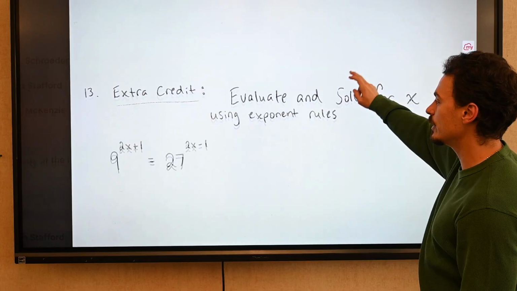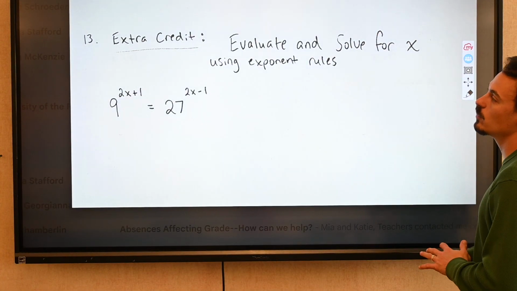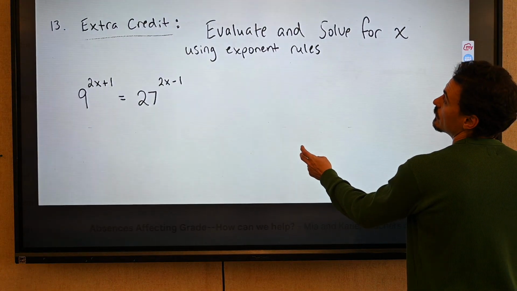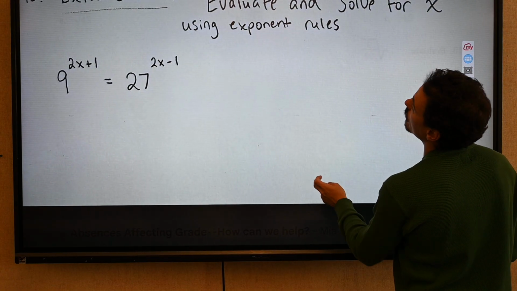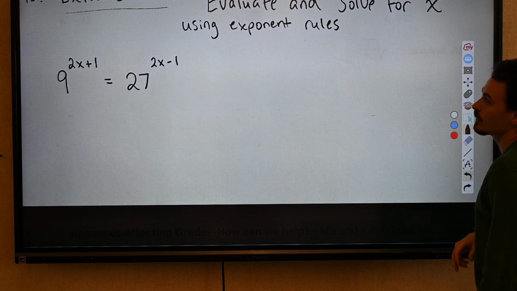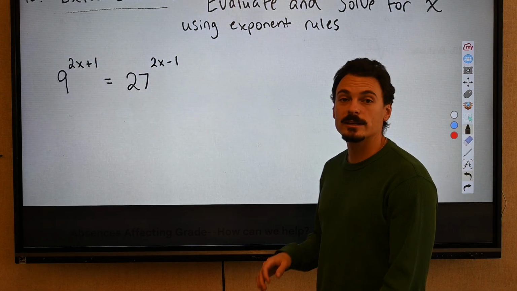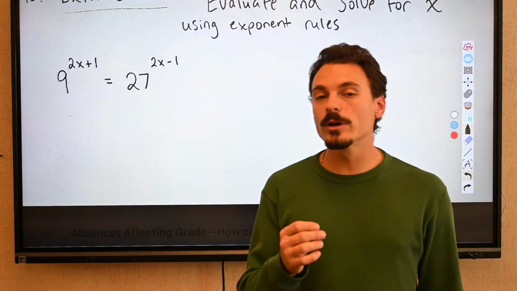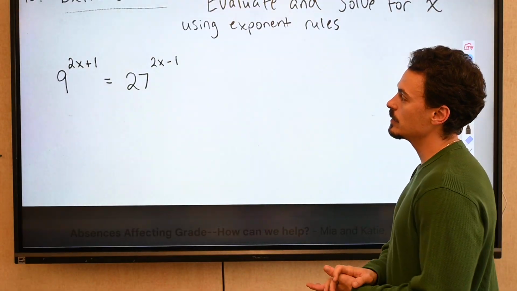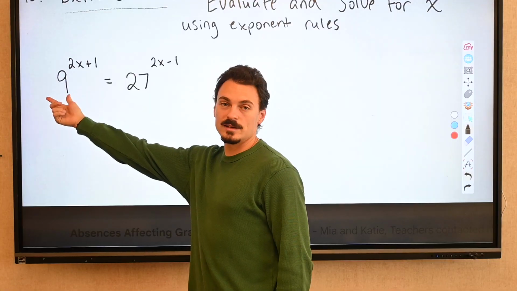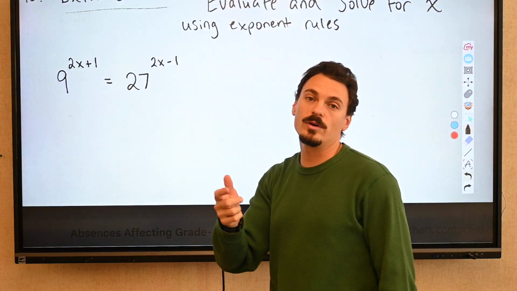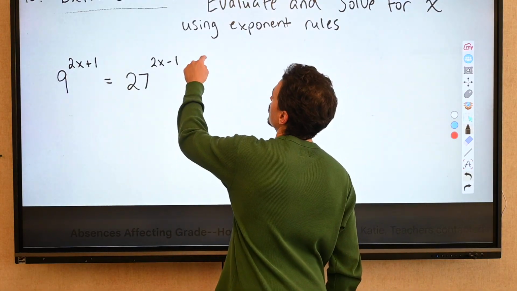Now here we go, extra credit problem. This one is pretty cool. I like this question a lot. So we have to evaluate and solve for x. Our goal is to solve for x. And the way we're going to do that is we're going to use exponent rules. First of all, we're going to take these numbers, 9 and 27, and we're going to make the same base.